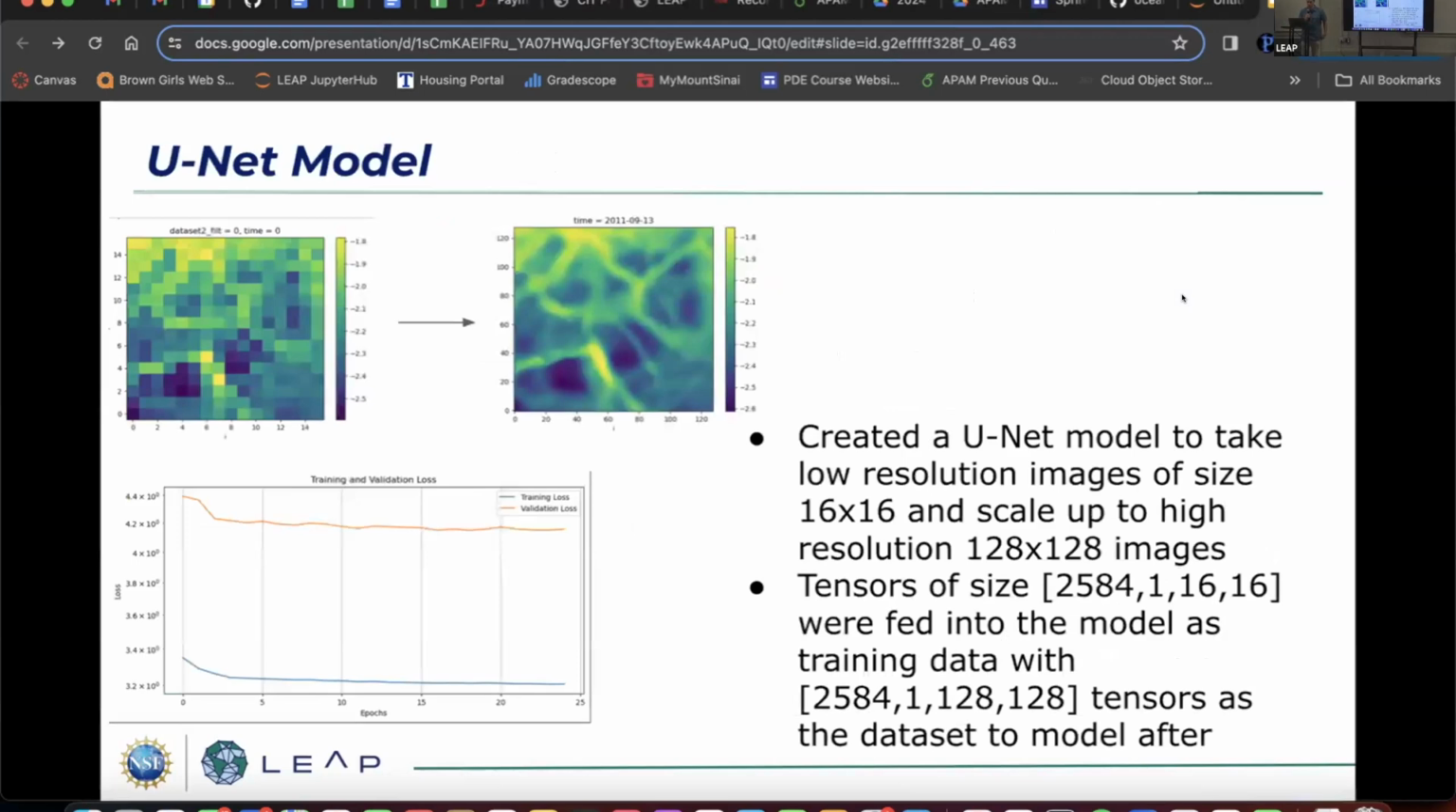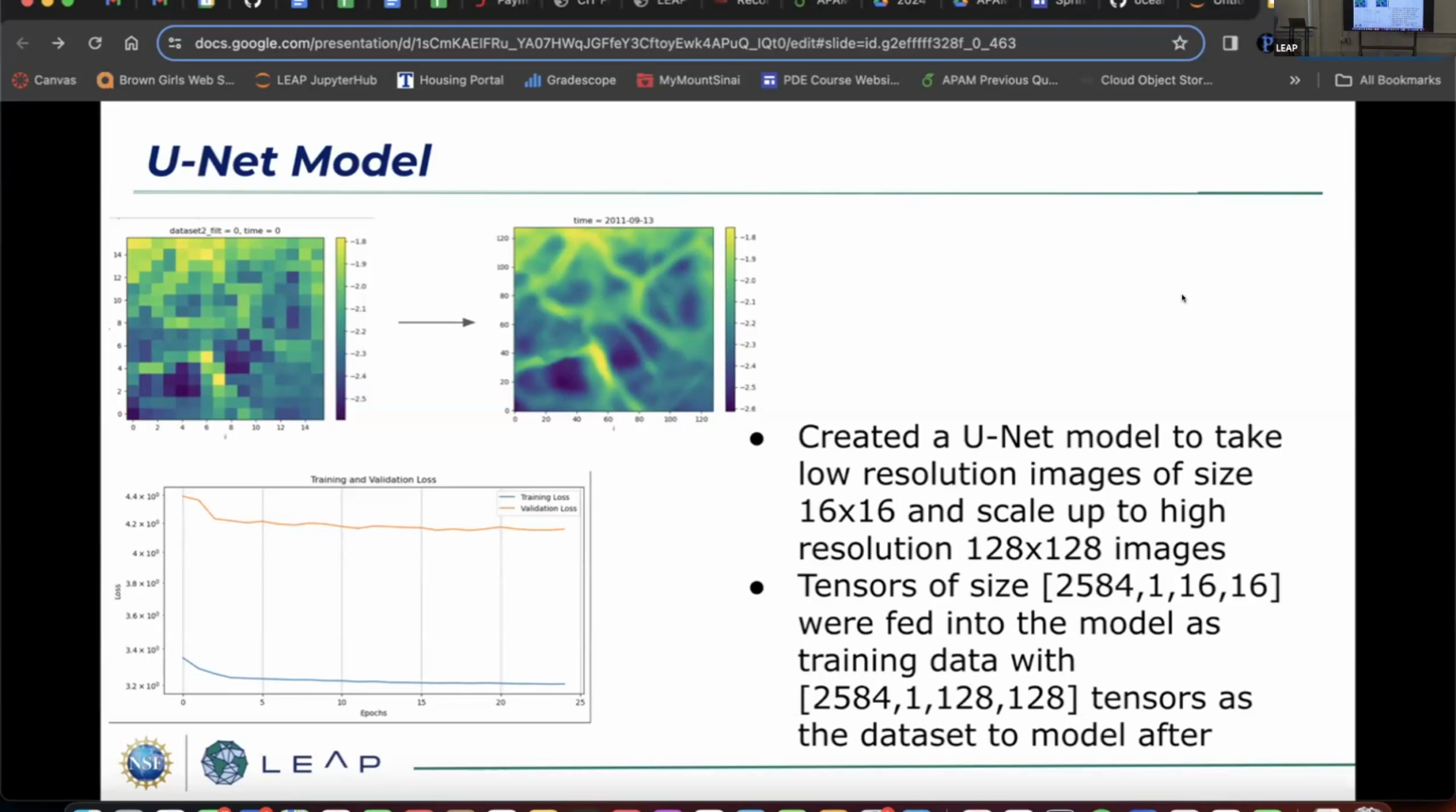So our next step was using a U-Net model, which is a type of convolutional neural network. We designed it to take the low resolution 16 by 16 images and scale them up to high resolution 128 by 128 images. So essentially the process should look something like this. This is a 16 by 16 low resolution image scaled up, and this is its corresponding high resolution image. These are both corresponding images in our data set.